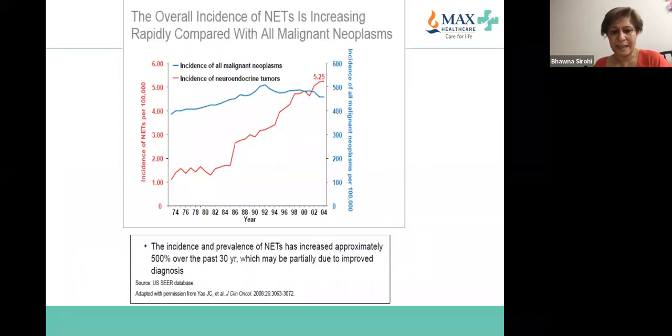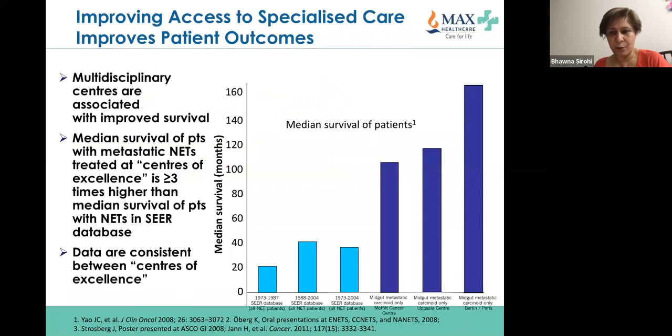So as you can see, the incidence is rising. We've already talked about this. This is a very important slide. Basically, this is from the SEER, from the American database. We don't have Indian data. The Indian data is being generated. In fact, we've published on the Asia Pacific Neuroendocrine Tumor Registry from Tata Hospital, which Dr. Jagannath led for whole of Asia Pacific.